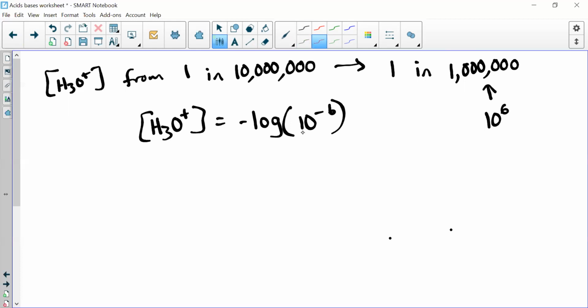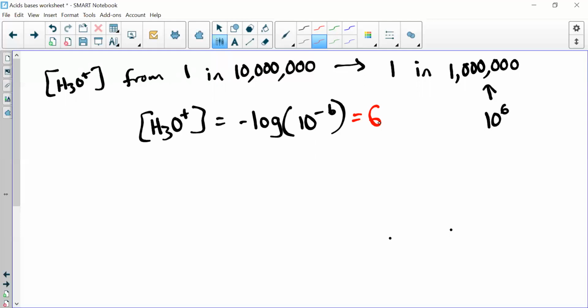What's log of 10 to the negative 6th? 10 raised to what power gives us 10 raised to negative 6? Well, the answer is negative 6. But because we have the negative in front, we make it positive. In fact, you can take your calculator and type in negative, make sure you do negative, not minus, negative log, 10 to the negative 6, close parentheses, and it'll tell you 6.